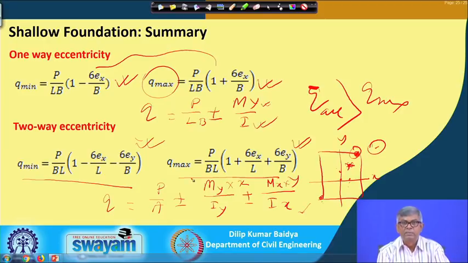Finally, after finding out the maximum value and minimum value, you have to compare with the allowable value, and make sure that the maximum value is not greater than the Q allowable. That is the check to be done when the footing is eccentric.